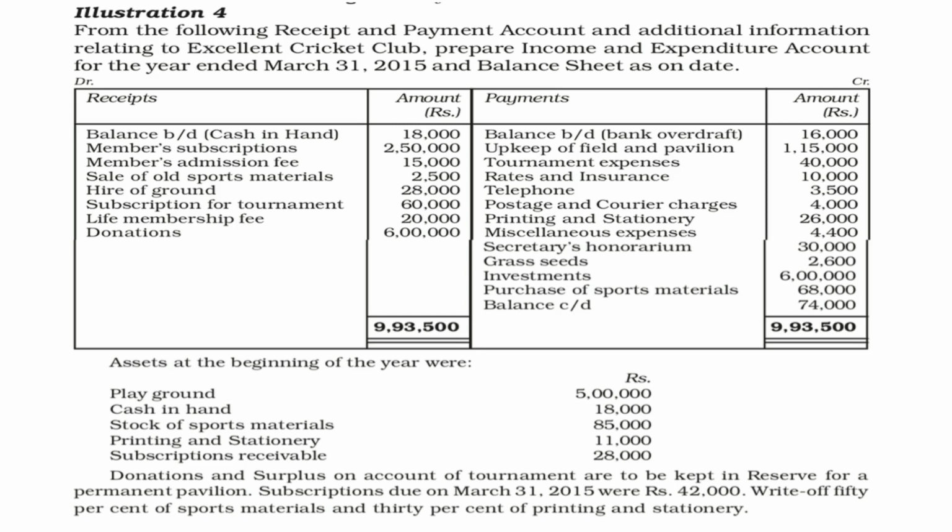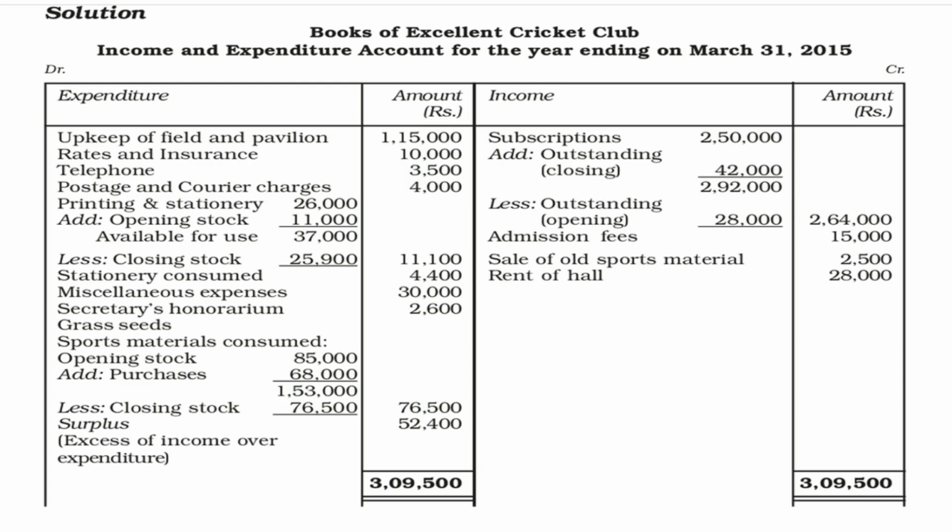Here it is given in the last sentence of the question that write off 50% of the sports materials. Means that 50% of the sports materials are used during the current year, and therefore that 50% is the amount spent for the sports materials during the year. Therefore the closing stock left is remaining 50%. So that is to be deducted, and the resulting figure is taken in the outer column. Therefore, on the expenditure side in the income and expenditure account, opening stock is taken first in the inner column, rupees 85,000, and purchases rupees 68,000. Total it is 1,53,000 less closing stock, that is 50%, 76,500, and the resulting figure rupees 76,500 is taken in the outer column.